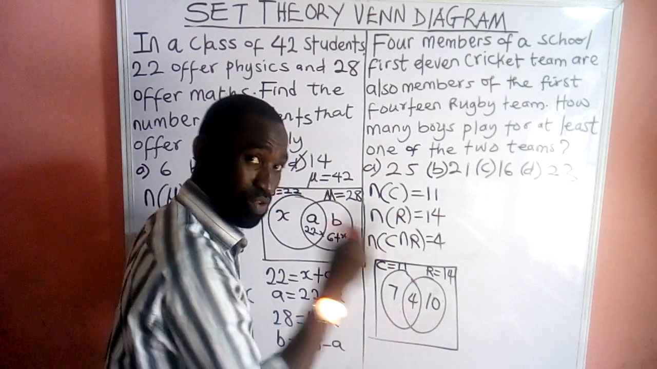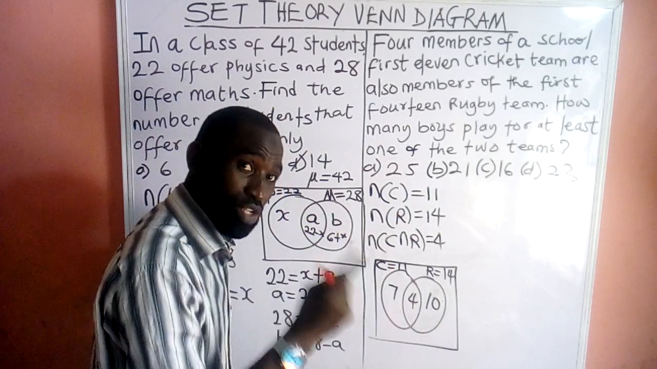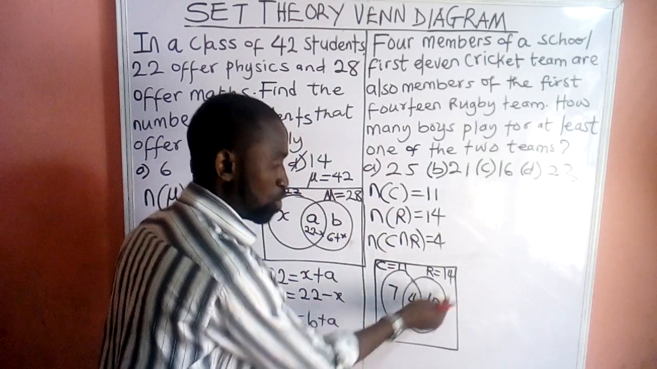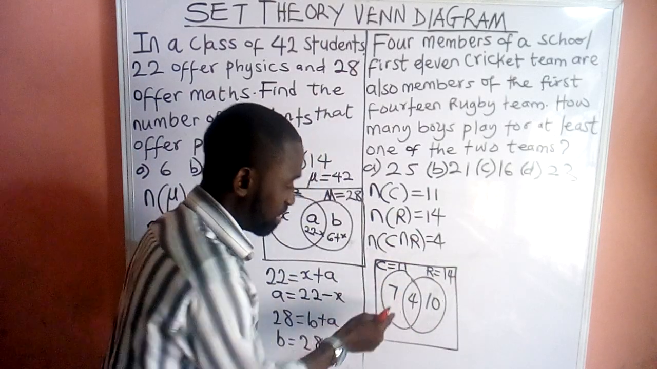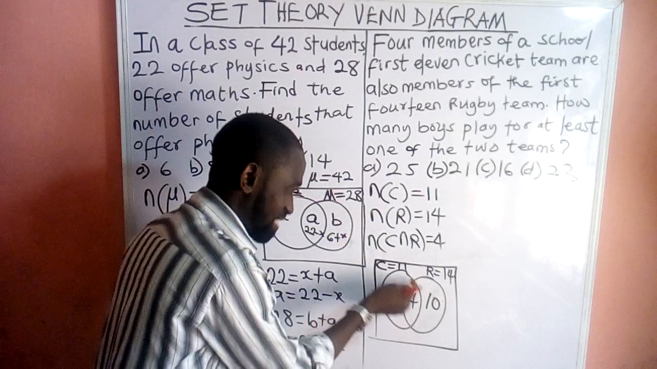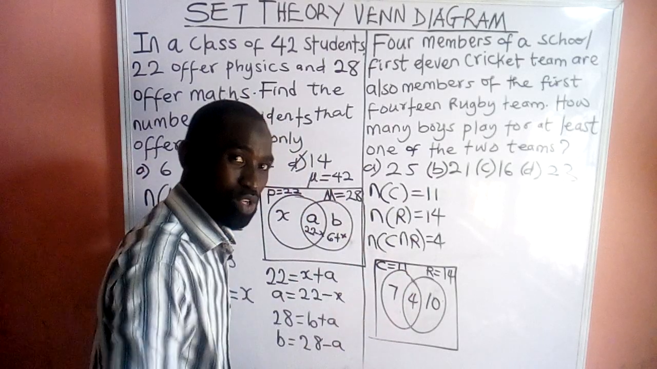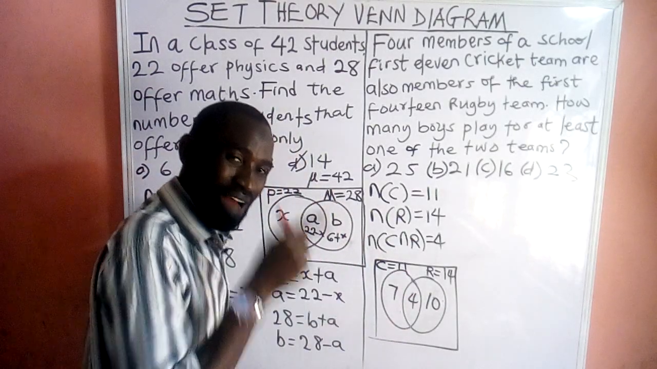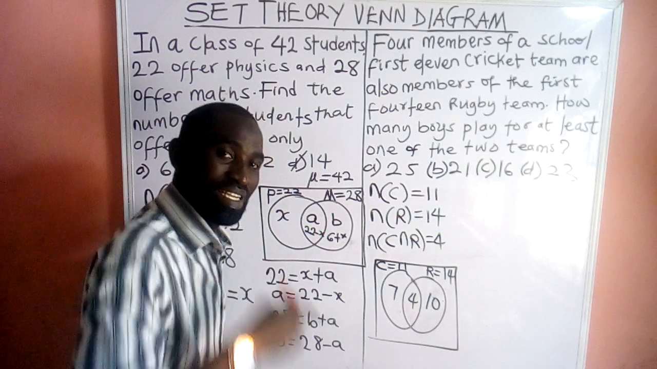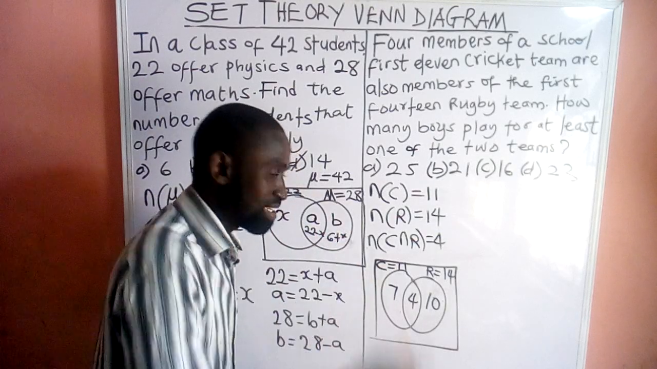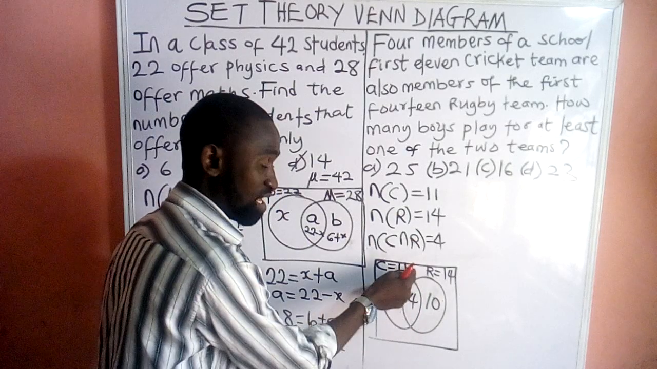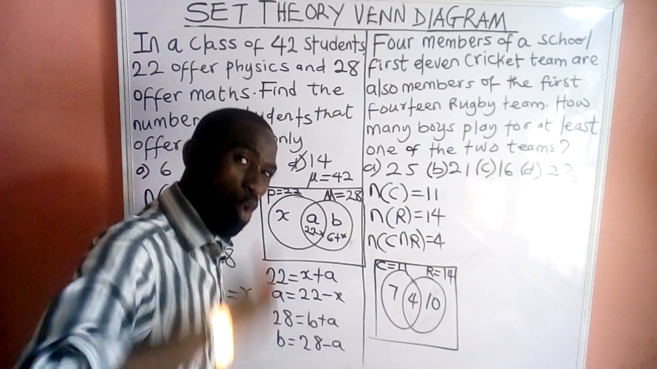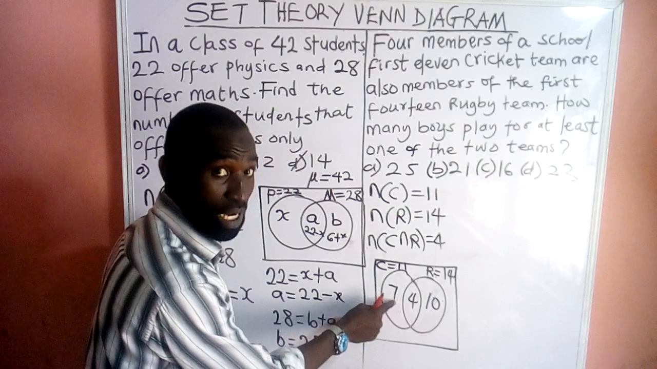But rugby is 14. Look at the way I said this. Rugby only is 10, but rugby is everything here, which is 14. Cricket only is 7, but cricket is everything here, which is 11. I'm laying emphasis on the difference between only and the whole thing. If I say cricket, it is everything here, 7 plus 4, which is 11. But if I say cricket only, it will be equal to 7.